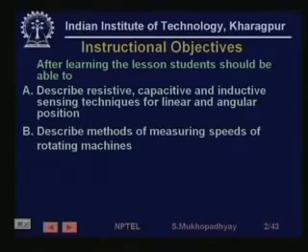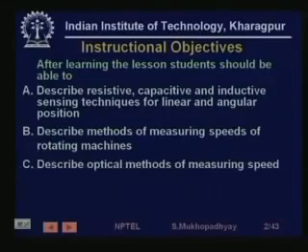One of the major applications is measuring speeds of rotating machines, because rotating machines are a very important class of actuators in the industry, and they have to be controlled. So, for the purpose of controlling, it is very important that we measure not only their position, because position measurement is basically angular position measurement, but also their speed. So, we will look at some of the methods of measuring speeds of rotating machines.